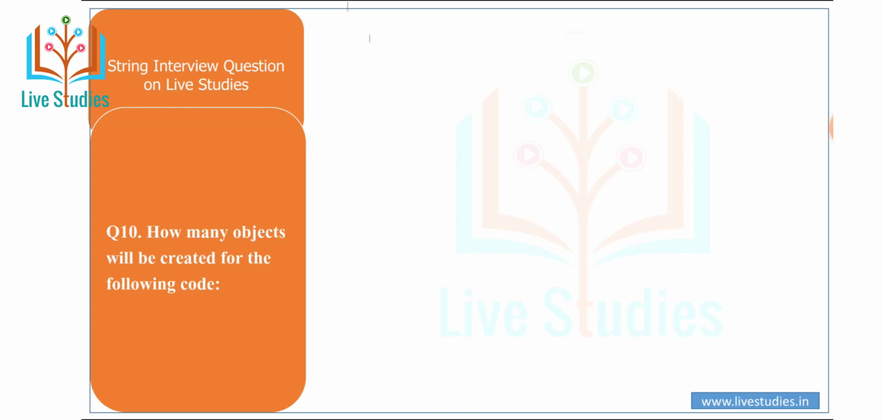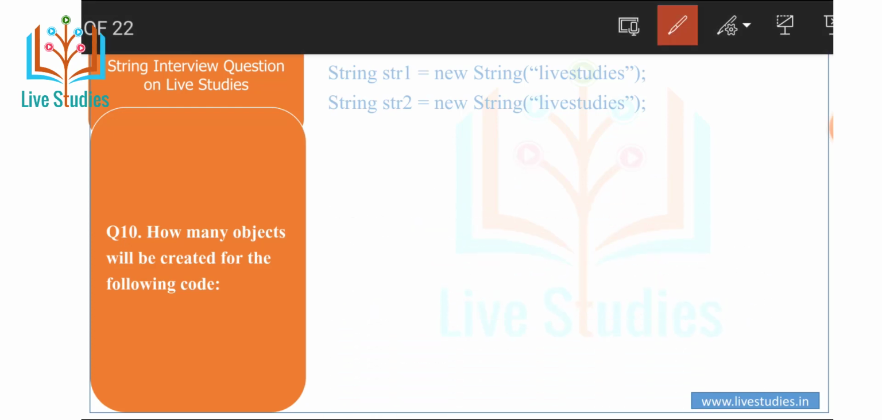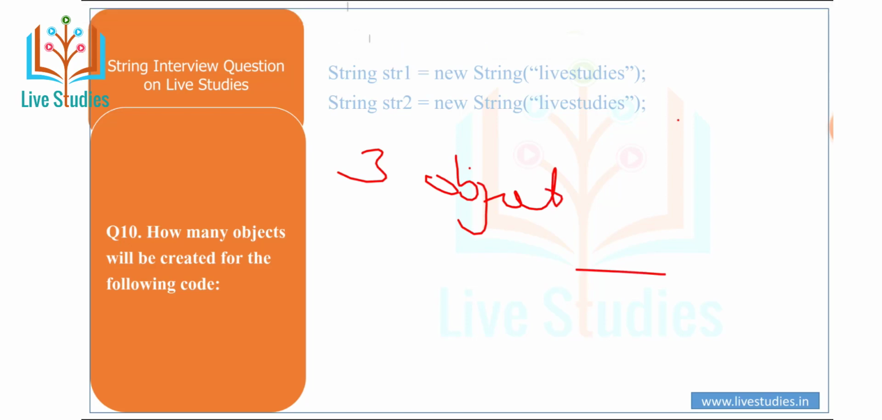Another question is, how many objects will be created for the following code? The code is String str1 = new String("Livestudies") and another is String str2 = new String("Livestudies"). Both are the same, but there are three objects created.